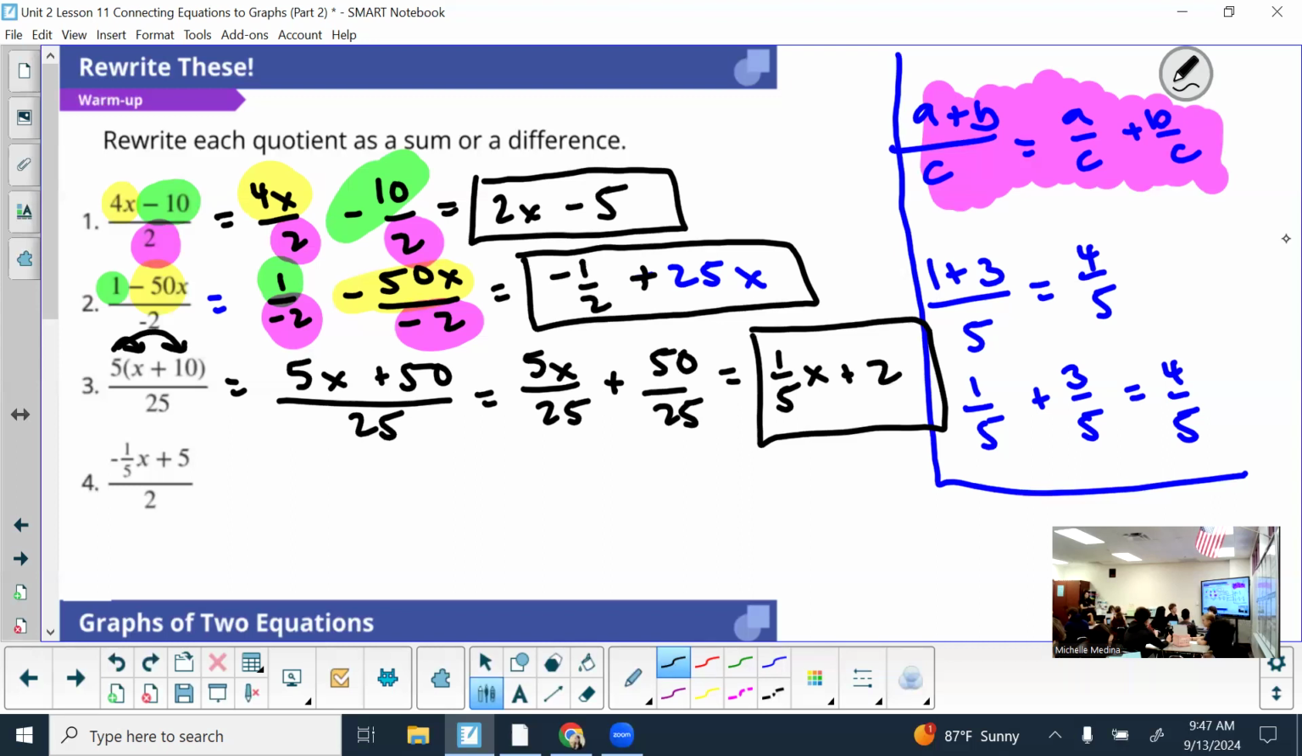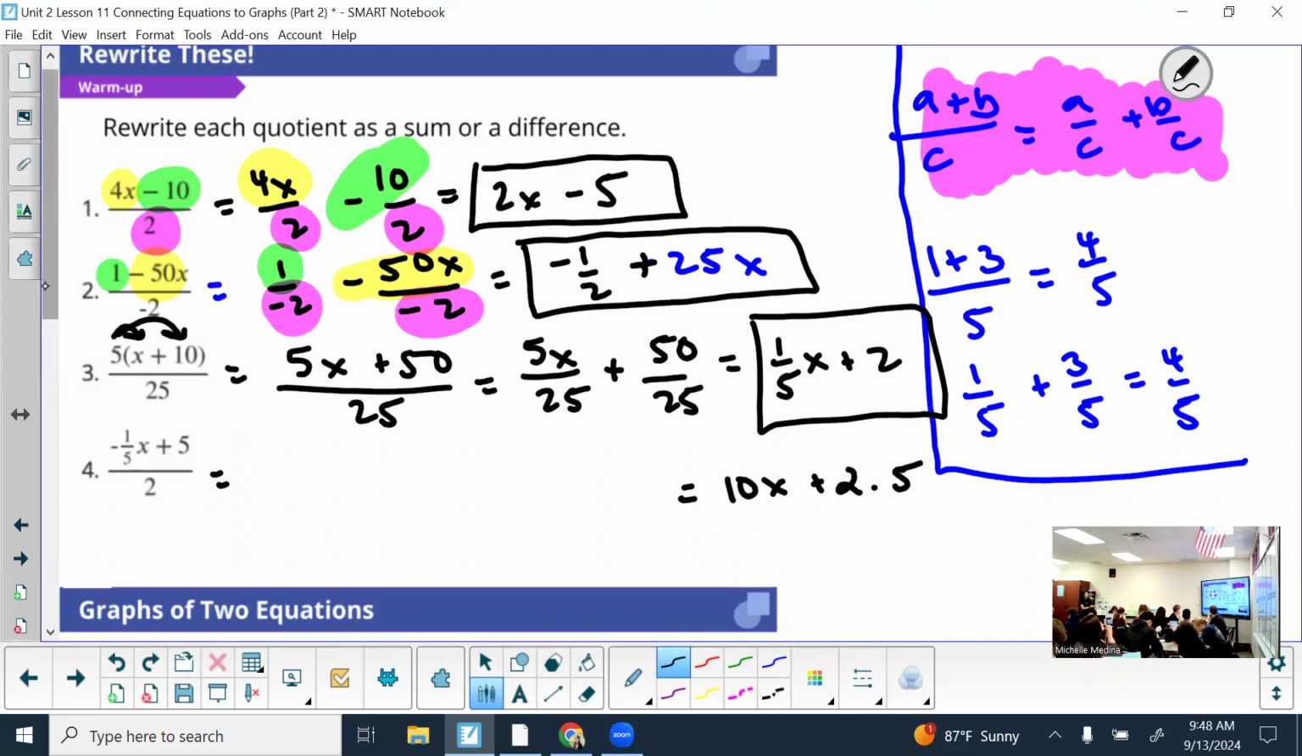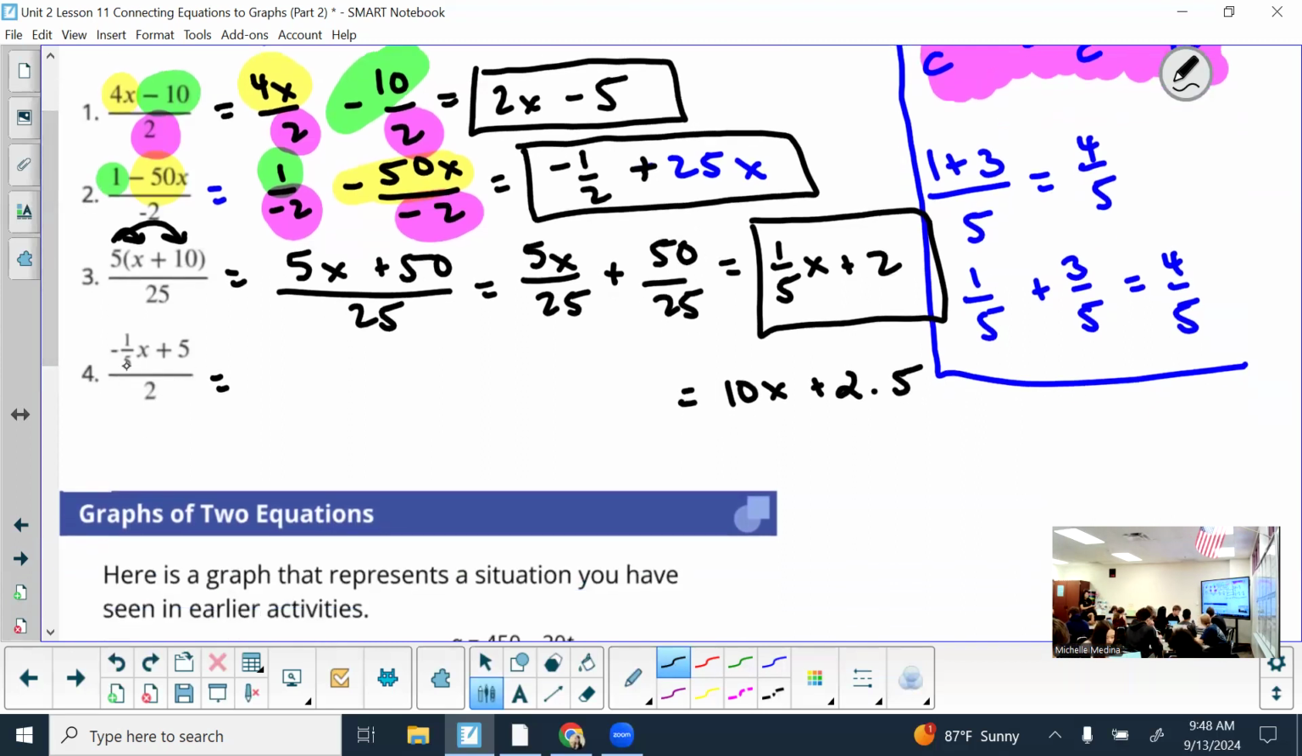Last one, table 7. Do you have a final answer for it? What'd you get? Okay, so let's see if this is right. How many terms do I have in the numerator, class? 2. My first term is negative 1/5 x. That needs to be divided by my denominator. And then what's my other term? And the sign that goes between them is the plus because the 5 is positive.